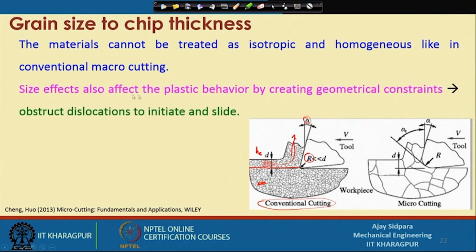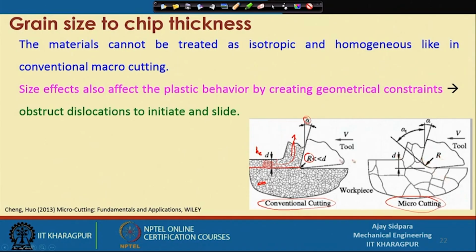And size effect also affects the plastic behavior by creating a geometrical constraint, obstructing dislocation to initiate and slide. Now, consider this example. This is the same thing, but at a micro cutting, at micro level. Now, many things are changed here. First thing is R is not smaller than D. So, you consider R equal to D or R is bigger than D.